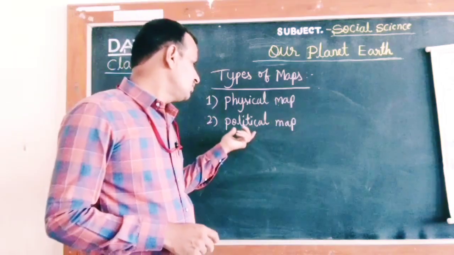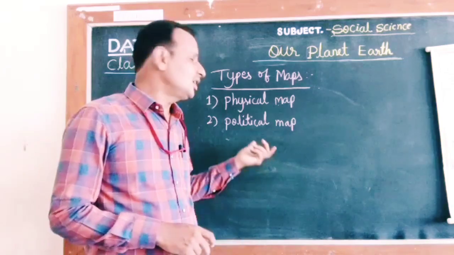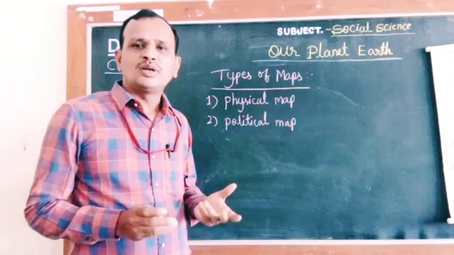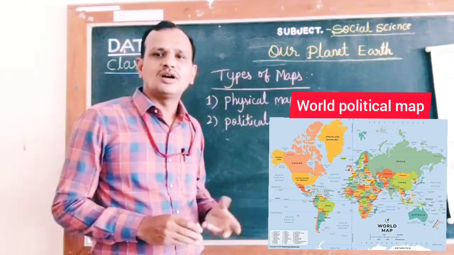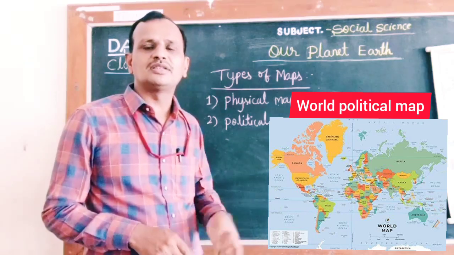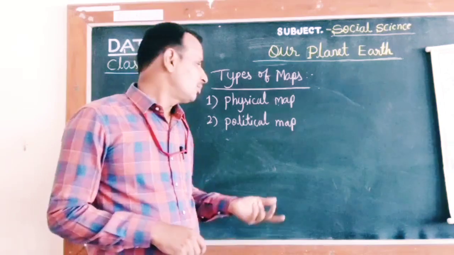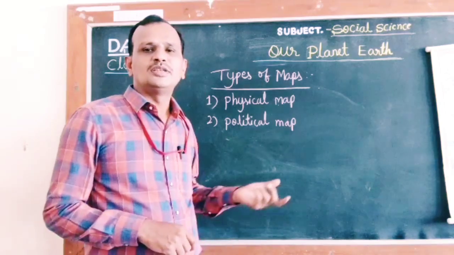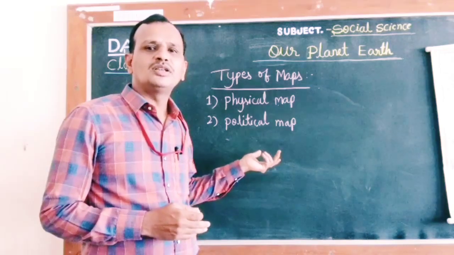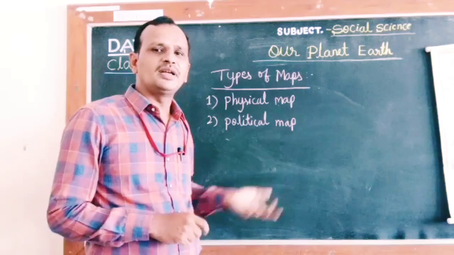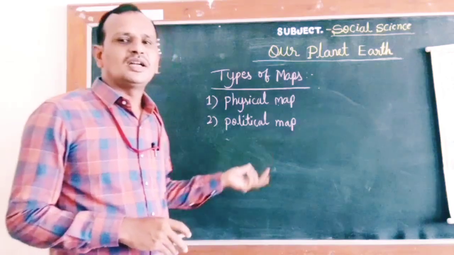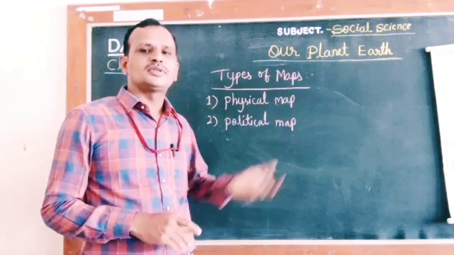And after that, what is a political map? A political map is nothing but a map that shows the borders or boundaries of the country or state, and also their capitals, is called a political map. What is a political map? A map that shows the boundaries or borders of the country and their capitals is called a political map. So these are the two types of maps.